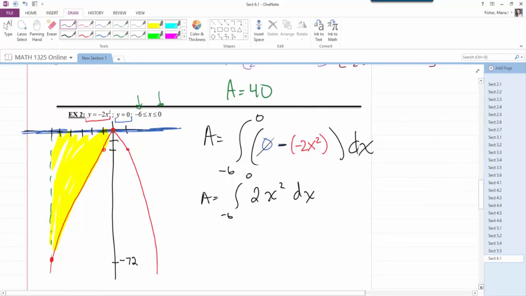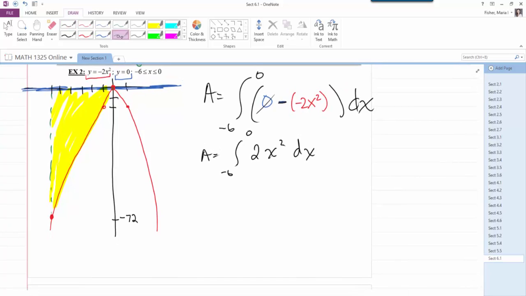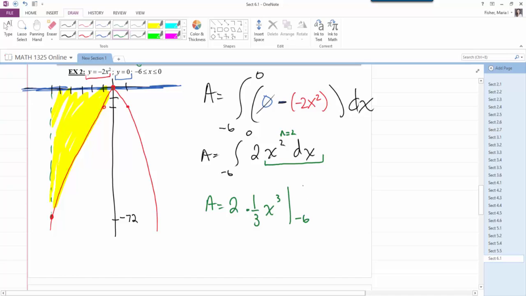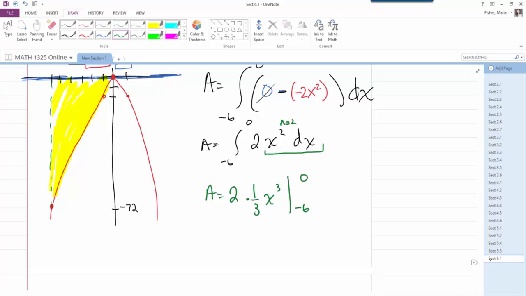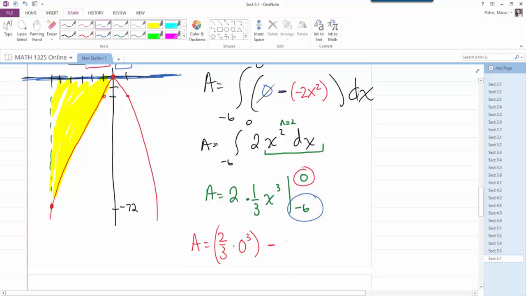I know 2 is just a constant multiplier, and it carries along. And the integral of x squared dx, here my n is equal to 2, so it's going to be 1/3 x cubed, and this gets evaluated from -6 to 0. If I plug in my upper limit of integration, I have 2/3 times 0 cubed, minus, if I plug in my lower limit of integration, 2/3 times -6 cubed.